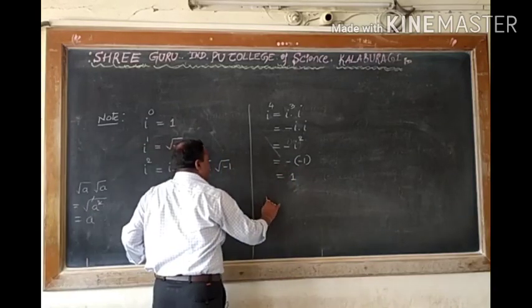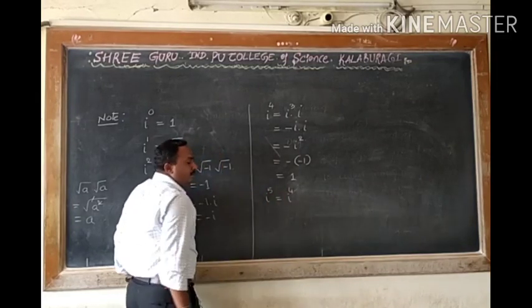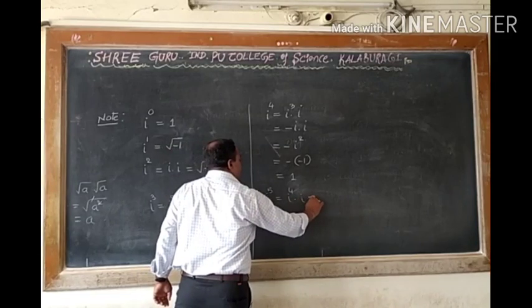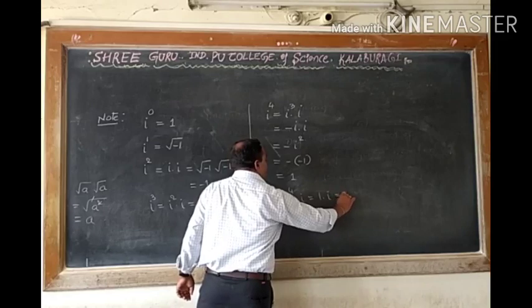So i to the power 4 is 1. Next, i to the power 5. i to the power 4 into i. The value of i to the power 4 is 1, so 1 into i, which is i.